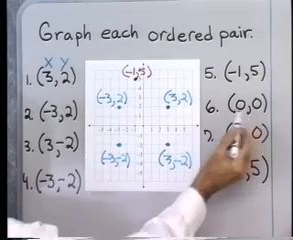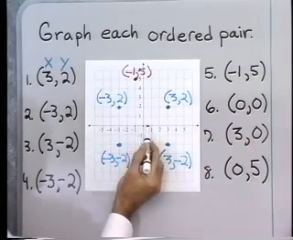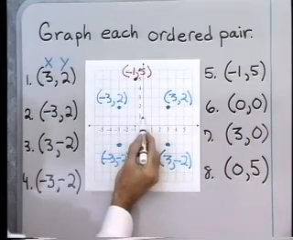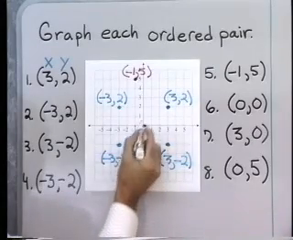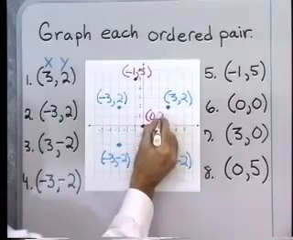The next point, 0, 0. I start at the origin, I move 0 units forward or back, and then I move 0 units up or down. That means I stay right where I am, and that's the point whose coordinates are 0, 0.